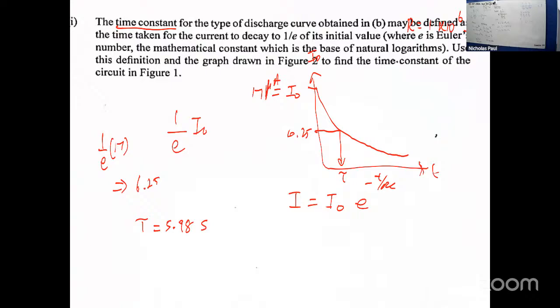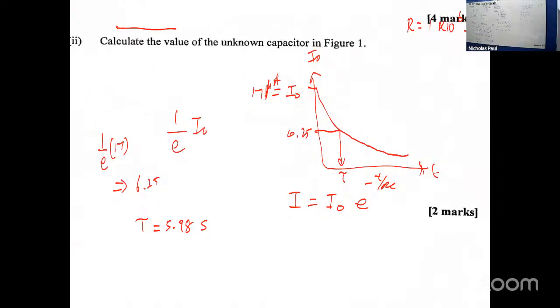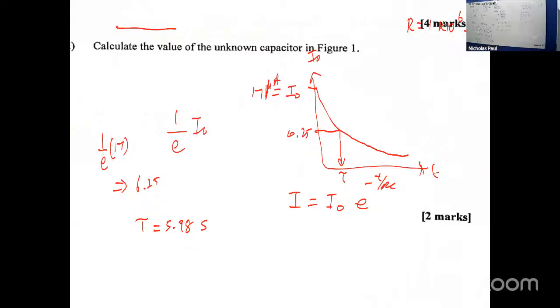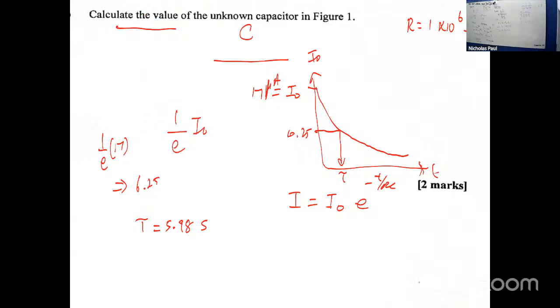Next part. How are we getting the unknown capacitance now, which is C? I'm giving you a big help. How are we going to get C? Very good. And then when you plug it in, which formula do you use for C?